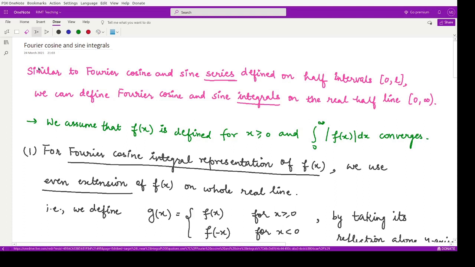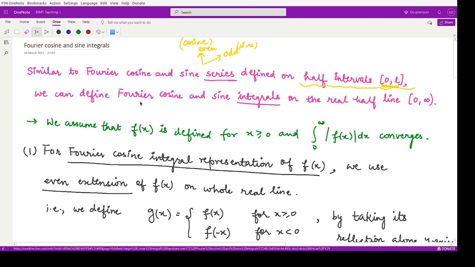We are studying the Fourier cosine and sine integrals. As we have defined the Fourier cosine and sine series on the half intervals, those were defined on half intervals where we constructed our series to be either even or odd, depending upon whether we want the cosine series or the sine series. So this we have already done. We have constructed the sine and cosine series for half intervals.